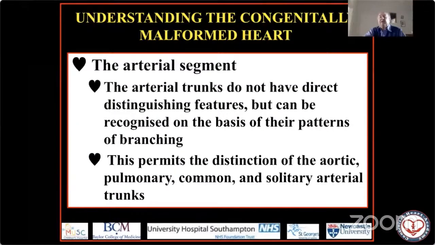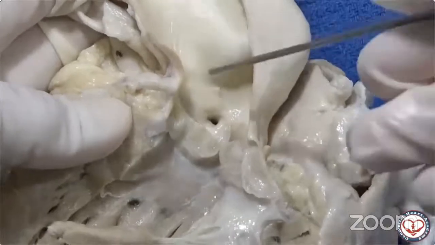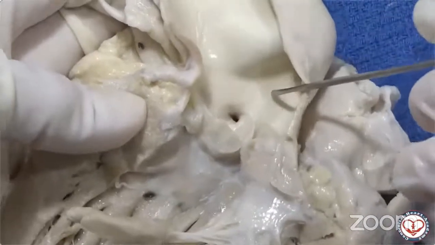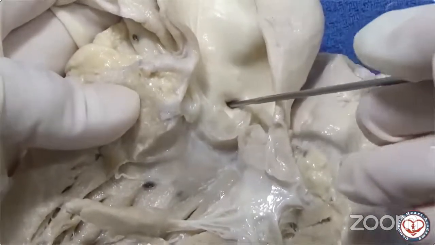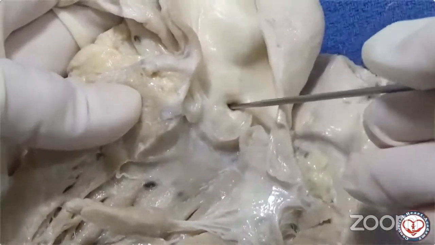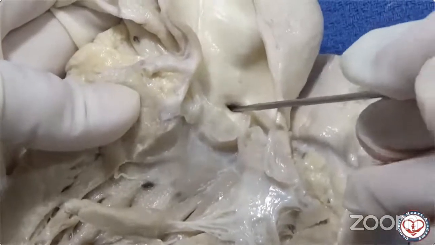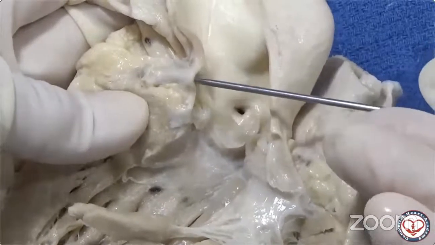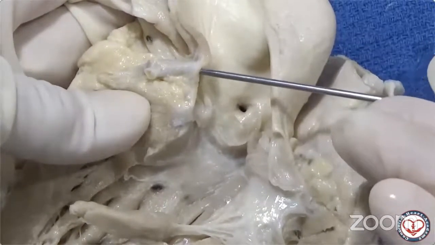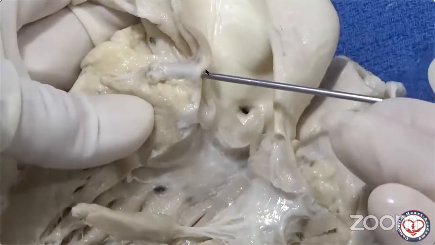And Diane now is going to illustrate to you how you can use these branching patterns to distinguish the different types of arterial trunk. We can identify the arteries by their branching pattern, and this is the aortic valve. The first branches from the aorta are the coronary arteries. This is the right coronary orifice, which will give rise to the right coronary artery. And here's the left coronary orifice, where we can see the left main coronary artery extending from the aortic root.